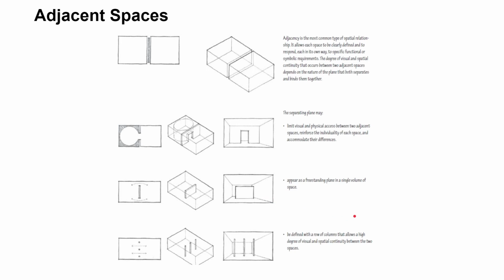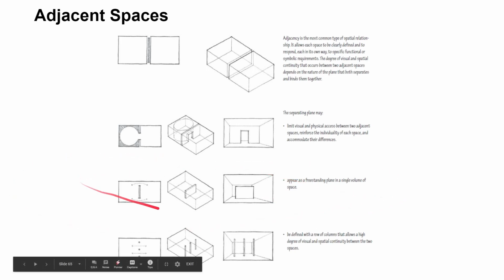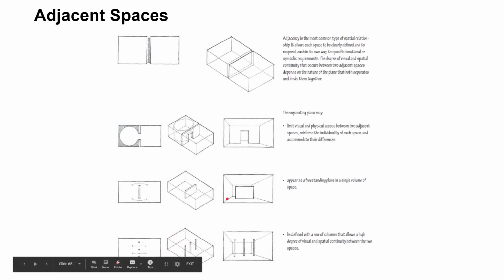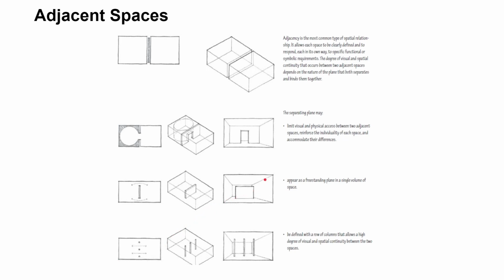So in this second row, it appears as a freestanding plane in a single volume of a space. So this is where your room dividers or room partitions take place. It's basically separating two adjacent spaces without enclosing them. So you still have the common elements of the wall or the ceiling and the floor, with a barrier or a minimal barrier that separates two areas or two spaces.